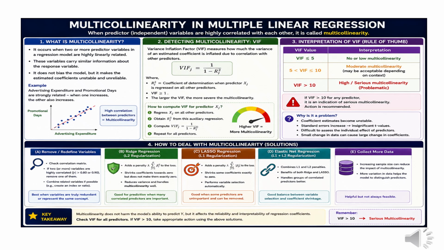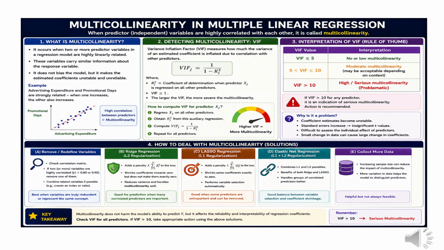Now, why should we be concerned about it? Multicollinearity does not necessarily mean that our model cannot predict Y. The bigger problem is with the individual regression coefficients. When predictors are highly correlated, it becomes difficult for the model to separate the individual contribution of each predictor. The coefficient estimates can become unstable, standard errors can become large, and interpretation becomes difficult.